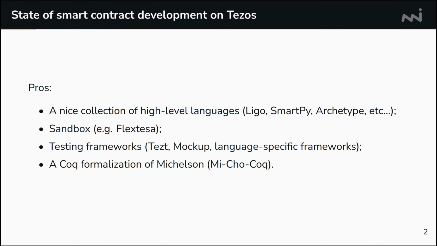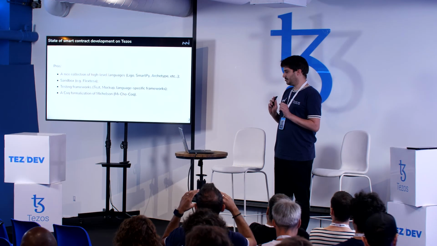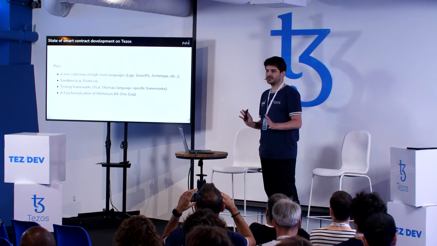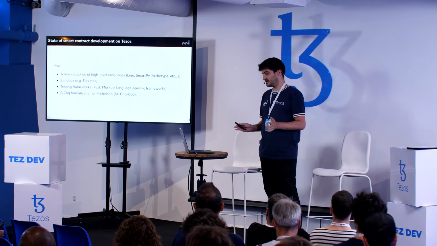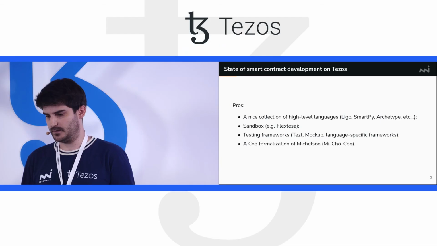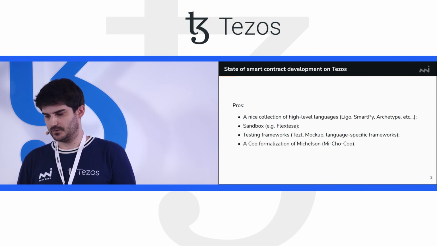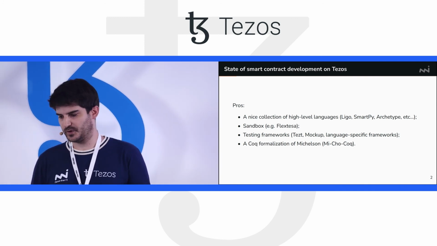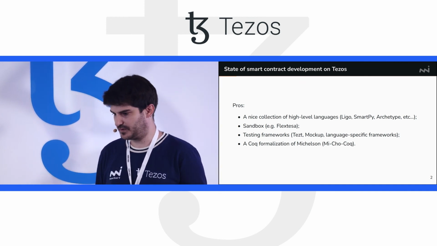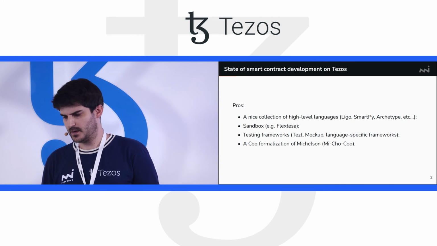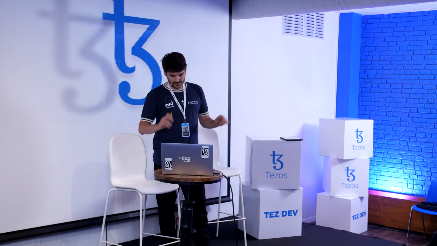So I want to talk about the state of smart contract development on Tezos, and there's a lot of pros about smart contract development on Tezos. For example, we have a very nice collection of high-level languages, many of which were presented in the TezDev event. So you all heard about Ligo, SmartPy, Archetype, and I'm not mentioning some other ones as well. There's SmartML, I think. But if I'm forgetting any ones, it's just my fault.